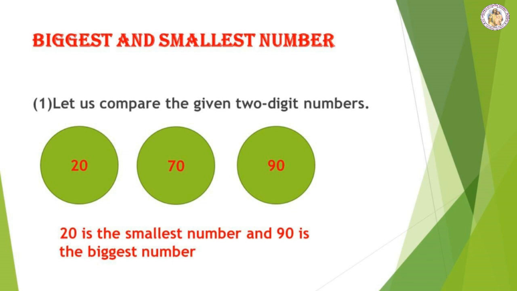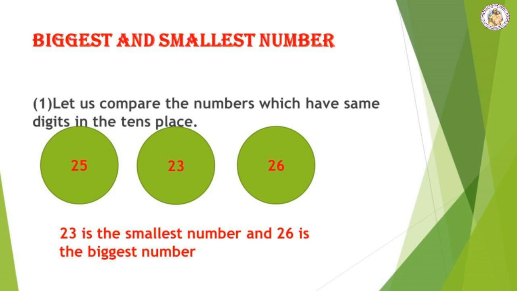So look into the numbers. What are the numbers? 20, 70, 90. Here 2 tens is less than 7 tens and 7 tens is less than 9 tens. So 2 tens is the smallest and 9 tens is the biggest. 20 is the smallest number and 90 is the biggest number. First we have to compare the numbers in the tens place.